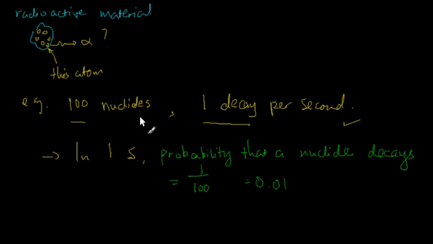But if you look at a specific nuclide, like I said, you won't know whether or not it will decay in the next second. Just as you know, when you toss a coin, the probability that you get a head is half. But if you actually toss it once, you won't know whether it will be head or tail. So it's that kind of idea.